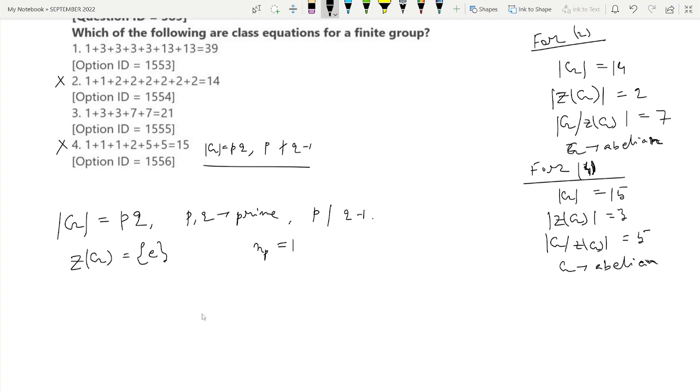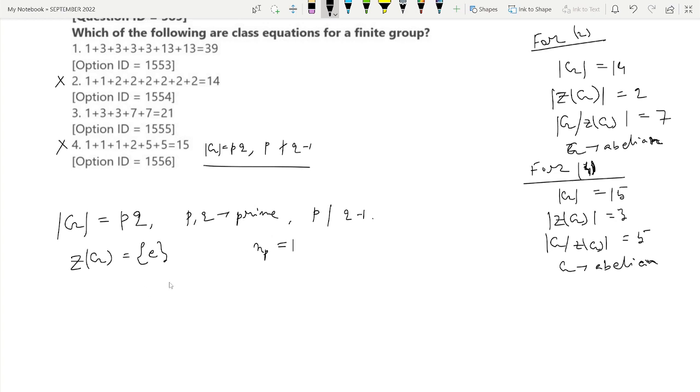So actually, if G is a group of order p into q, then two things may happen: one is that p does not divide q minus 1, and the other is that p divides q minus 1. If p does not divide q minus 1, then the group will be cyclic, and if p divides q minus 1, then this group will be a non-abelian group. So in this case Z(G) must be the singleton {e}. So now there are only elements of order p and q. There are no other elements.